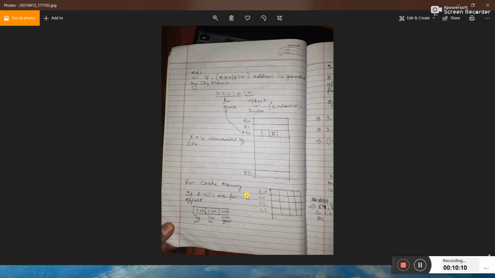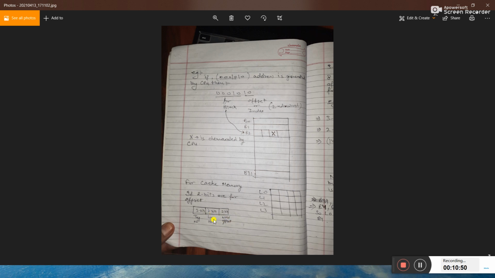Now let's see how the cache memory is addressed by the CPU. 2 bits are for the offset, definitely, because the number of words in a line is the same as the number of words in a block. So W0, W1, W2, W3, right? So 4 words are there and 4 words are there, so same number. So 2 bits are for the offset. So which number of the word I need to access is defined by 2 bits only. So this is my word offset.